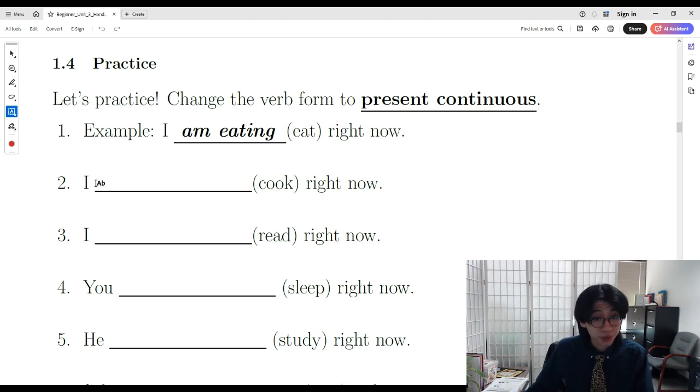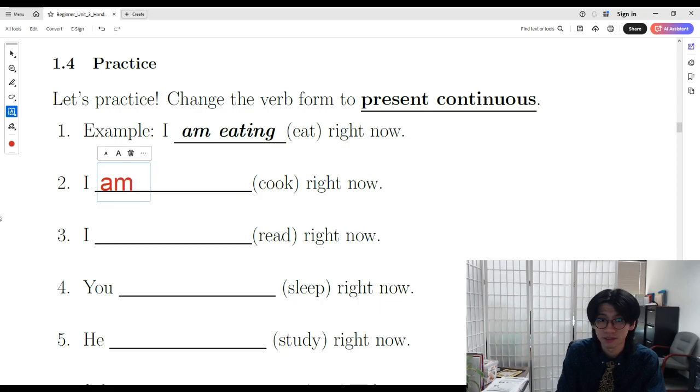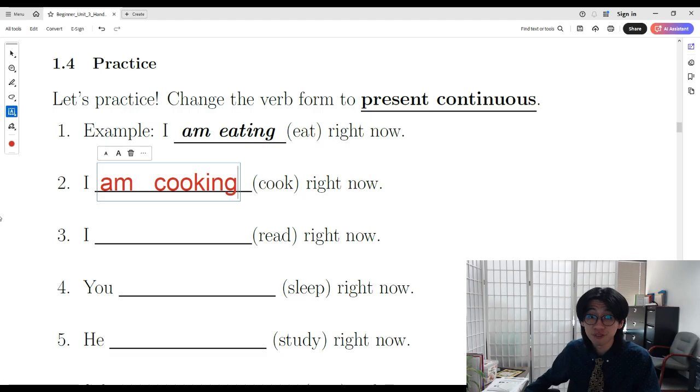Let's think about and do number 2 together. We have I blank cook right now. How do we do that? So we need a subject first, which is I. We already have that. What do we need? Be is am, right? Am. And we would put the verb cook and make it in ing form. I am cooking right now. That's how you would make this sentence.